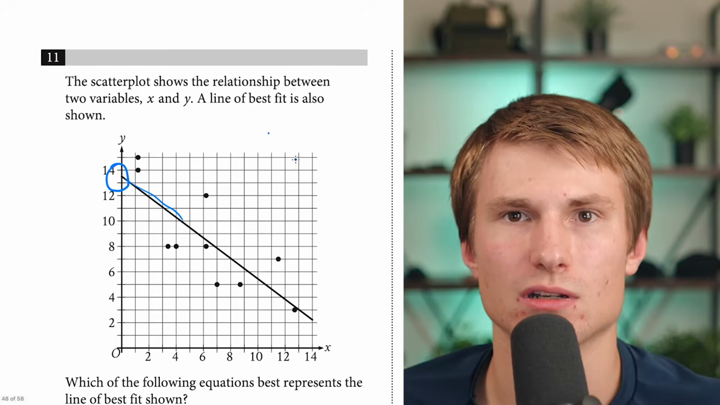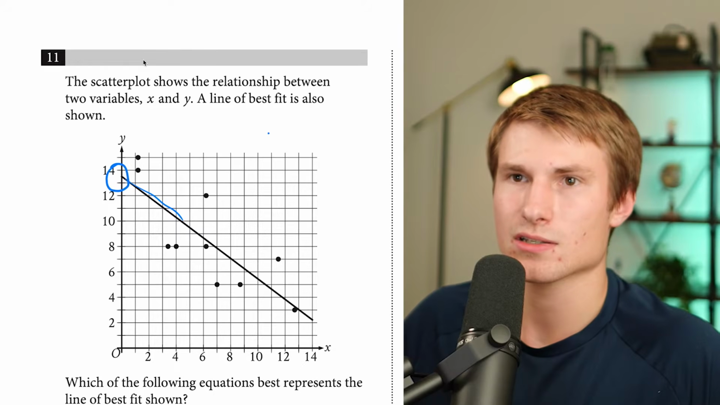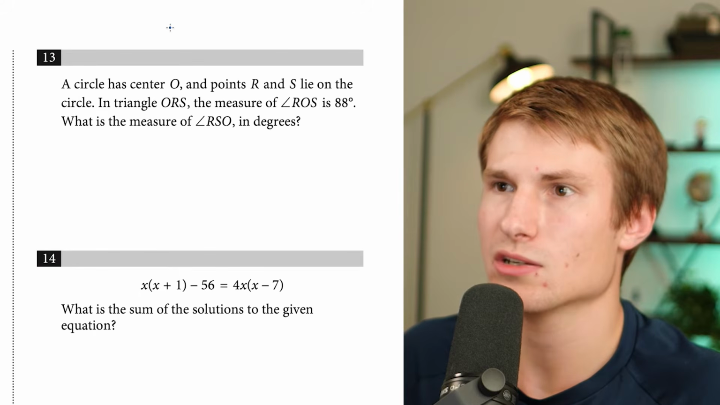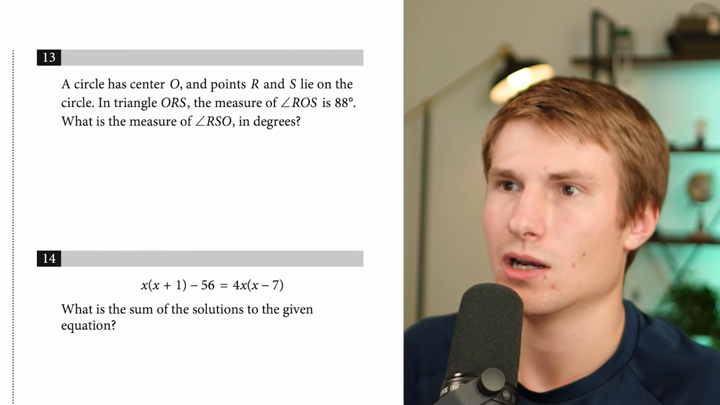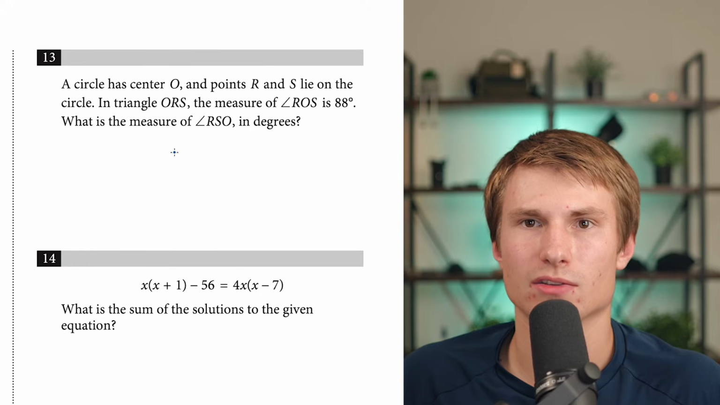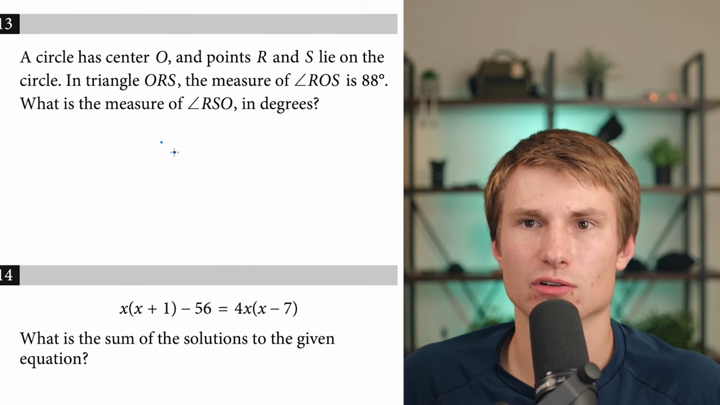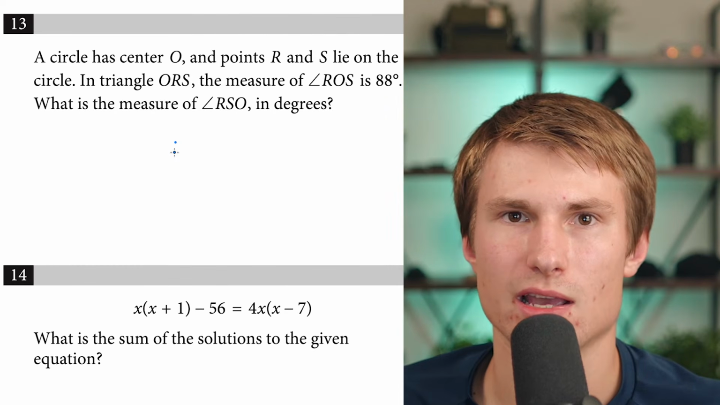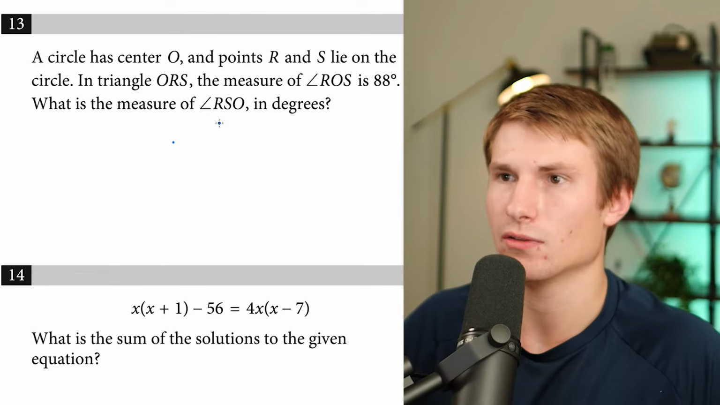We can go ahead and move on to question number 13. All right, from here, let me go ahead and switch sides for my screencast. Got question 13. A circle has center O, and points R and S lie on the circle. In triangle ORS, the measure of angle ROS is 88. What is the measure of angle RSO in degrees?